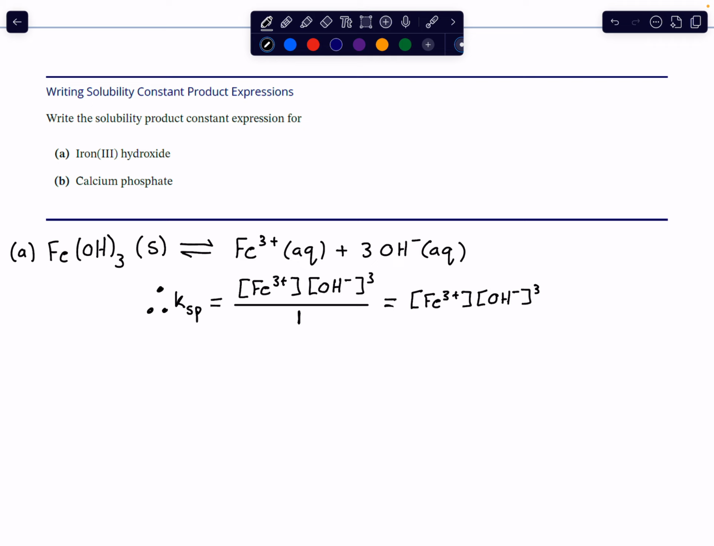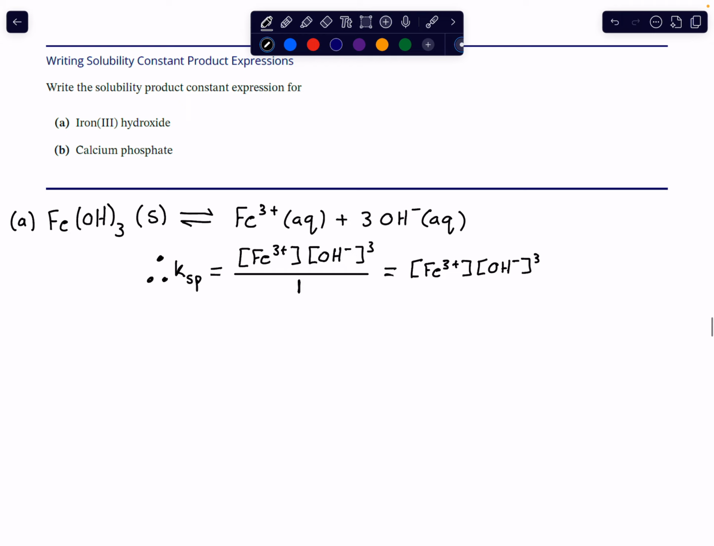The 1 is implicit because it is in the denominator, so it gets absorbed in the expression, and it's implied that those two concentrations form the solid. So you can remember that. Cool. So let's look at B.